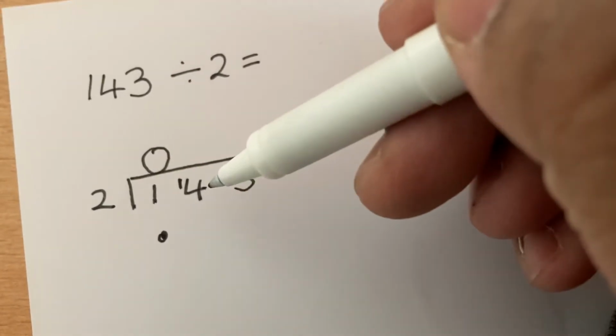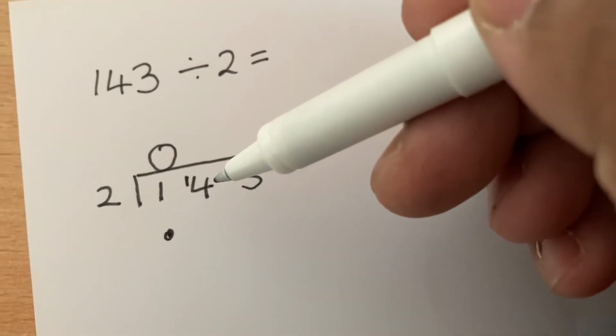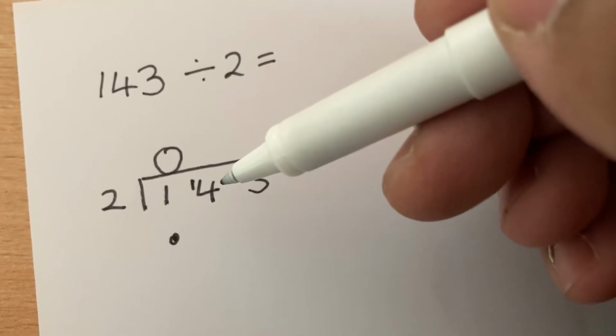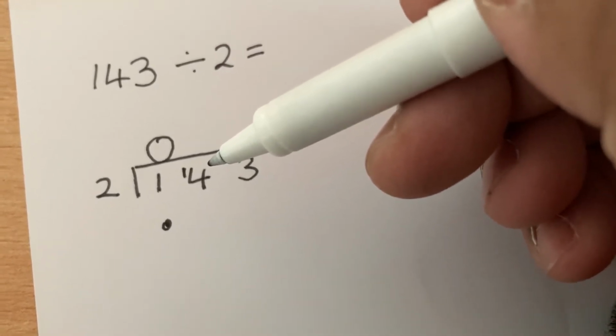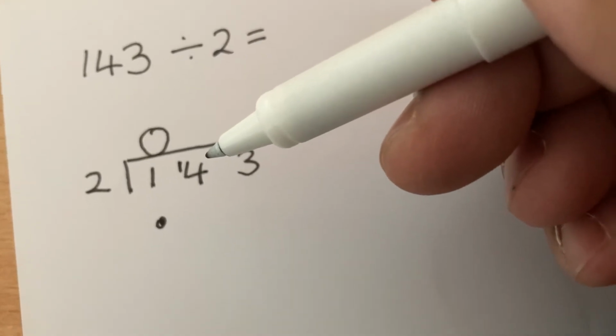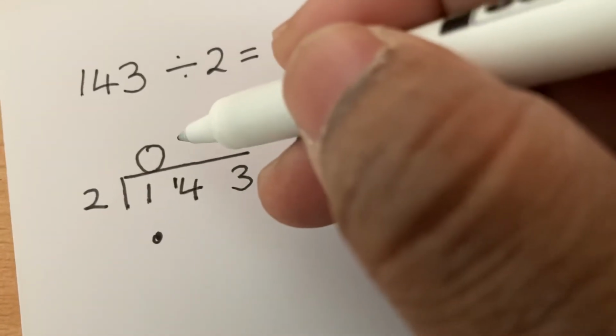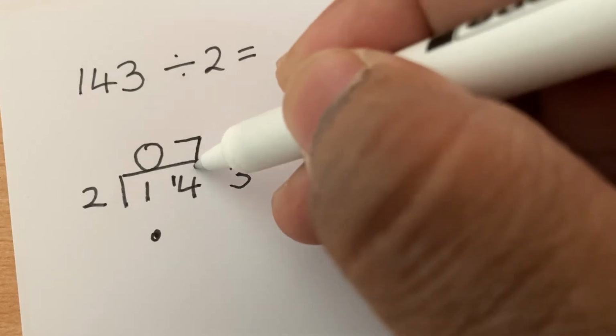How many 2's go into 14? If you count in 2's, in your 2 times tables: 2, 4, 6, 8, 10, 12, 14. How many 2's was that? That was 7 lots of 2's. So the 7 will go on top.